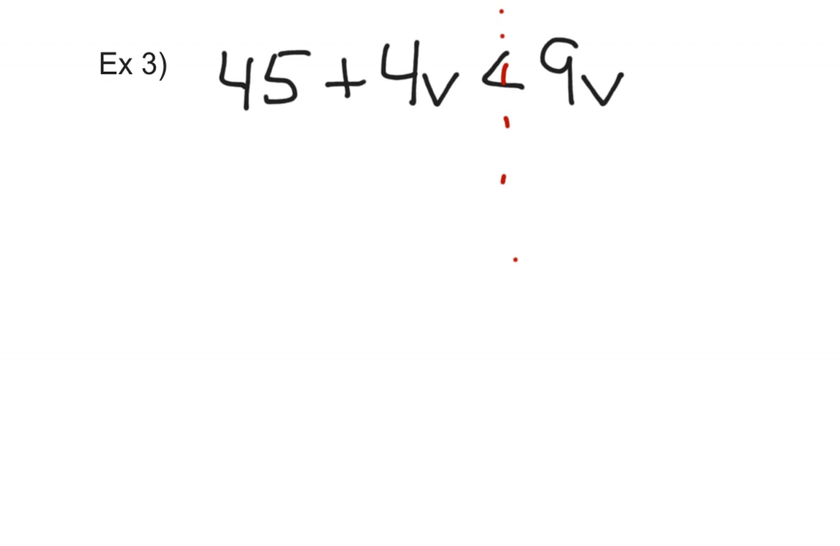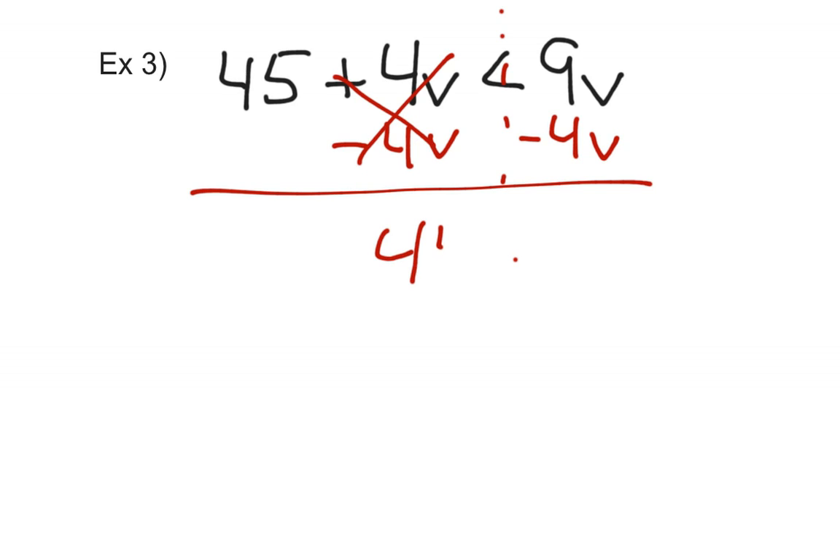To do that, I can get rid of a plus 4v by taking away 4v. So positive 4v and a minus 4v cancel each other out. But since I minus 4v there, I have to minus 4v on the right, leaving me with the problem that 45 is less than, now 9v minus 4v gives me a positive 5v.